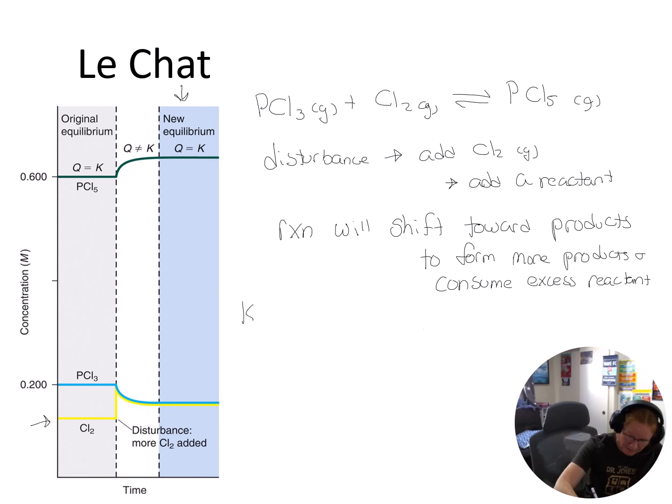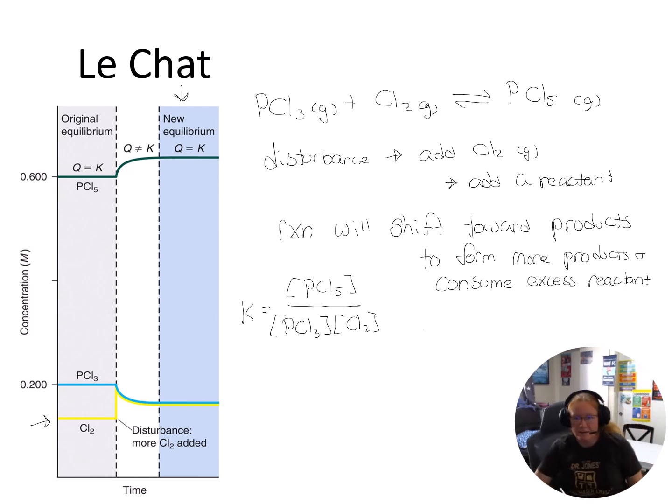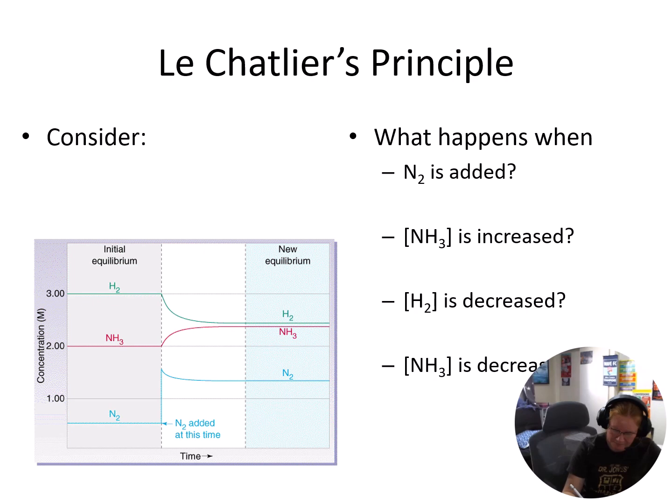Because for this reaction, our ratio would look like this. Okay, so if I add in more of my chlorine gas, all right, I am increasing that denominator. And so to even it back out, we have to produce more of our numerator. Okay, so we even that back out by shifting in one direction or the other. All right, let's take a look at another system.